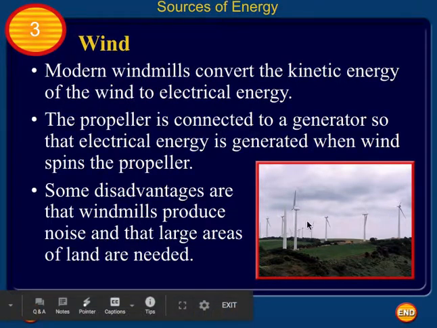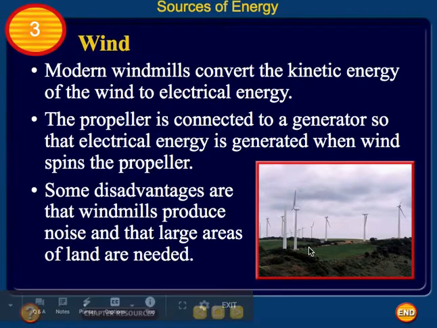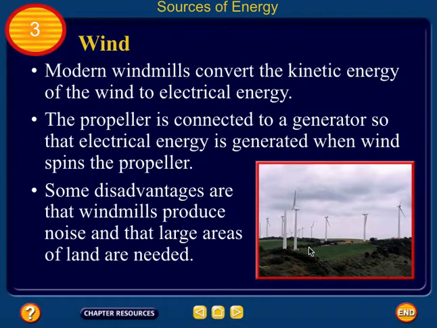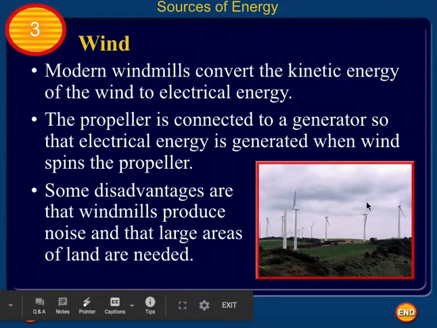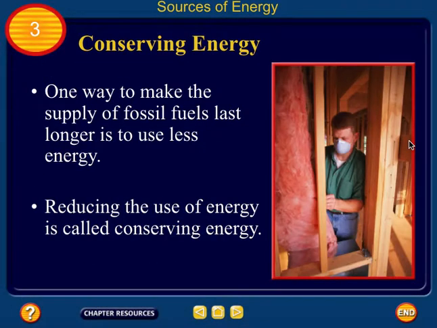So they do kind of look weird. They take up a lot of space. They're kind of noisy if they're built in an area that you live, but they can constantly produce electricity for us, which is sometimes an advantage that overtakes some of those disadvantages.